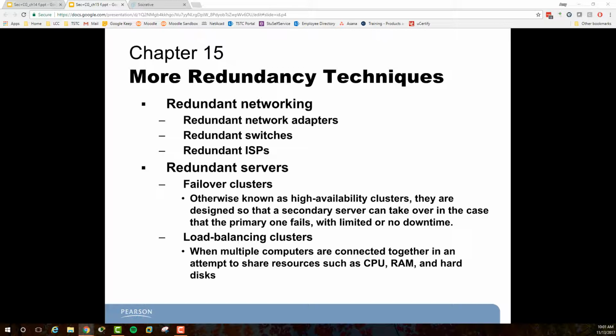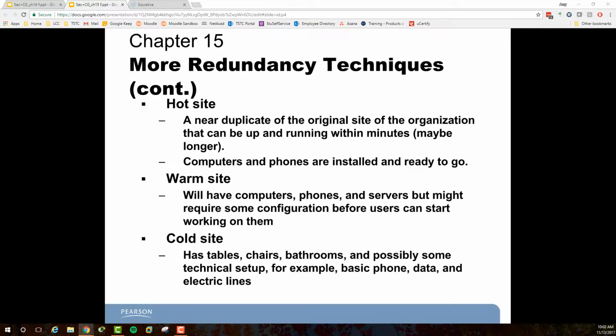Redundant servers, you can have what's called a failover cluster, a high availability cluster. If a secondary server takes over for a primary one, you have very limited or no downtime. Load balancing clusters is when you have a bunch of servers connected together. They share resources between CPU, RAM, hard drives as they need to, and different things can be shifted around constantly, and there's software that will do that for you. That does happen a lot, and we don't even know it.